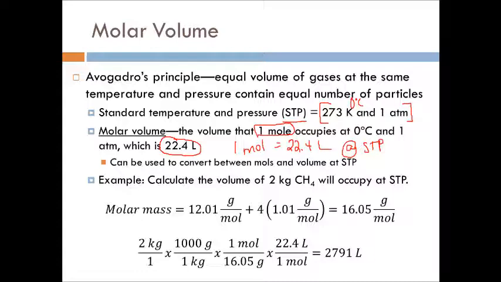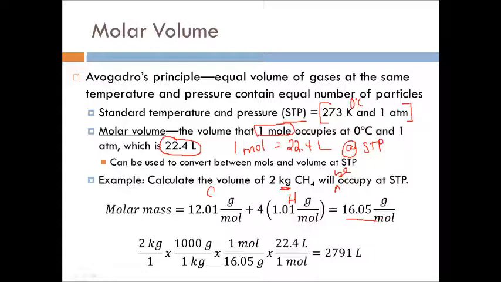All right. So, in this case, let's look at our example. Calculate the volume of 2 kilograms of methane, which is CH4, that will be occupied at STP. The first thing we've got to do is, because we're in grams here, this relationship works on moles. So we know that we're going to need the molar mass. We take our carbon and add 4 hydrogens, and you end up with 16.05.